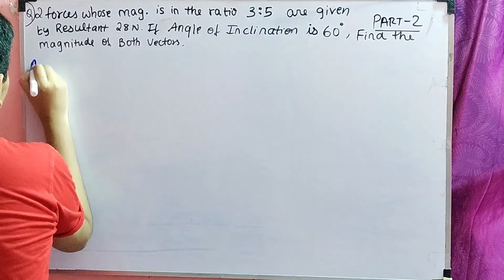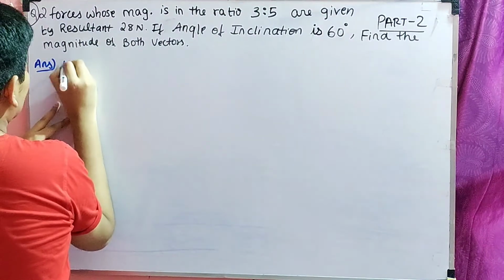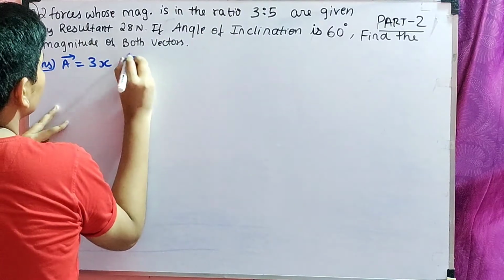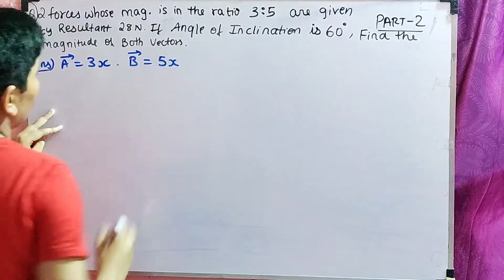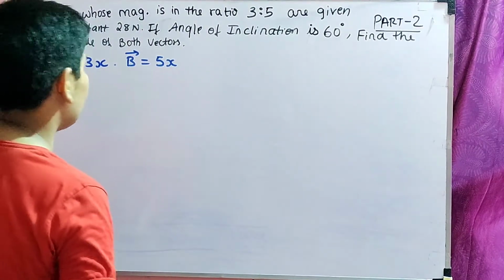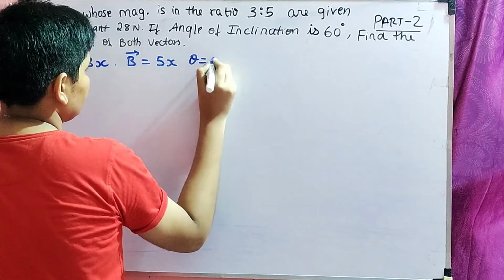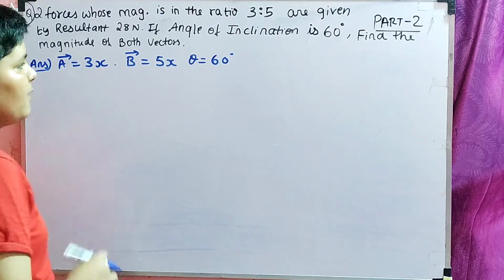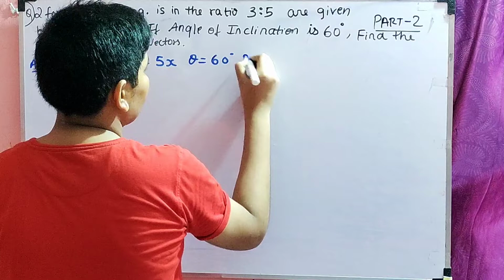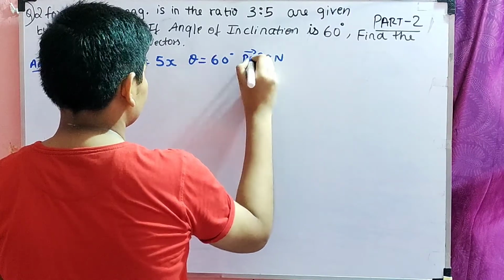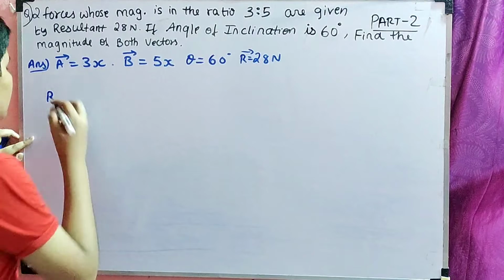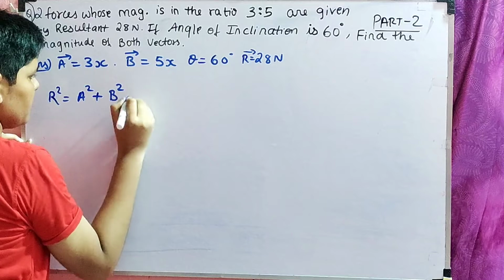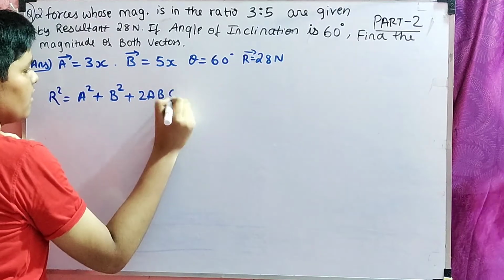So here given, a bar is equal to 3:5, meaning a bar is 3x and b bar is 5x. The angle of inclination theta is given as 60 degrees. That is it. It is very simple. We have to use the parallelogram law formula. And one more thing, R bar is given as 28 newtons. So here we have to take R square is equal to a square plus b square plus 2ab cos theta.